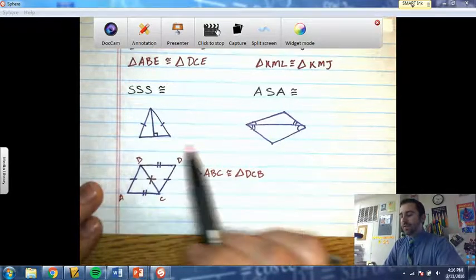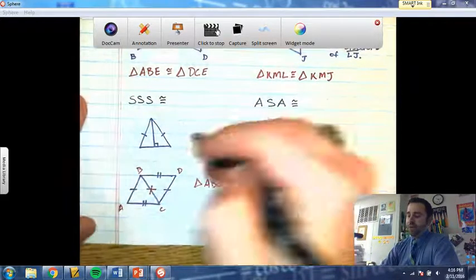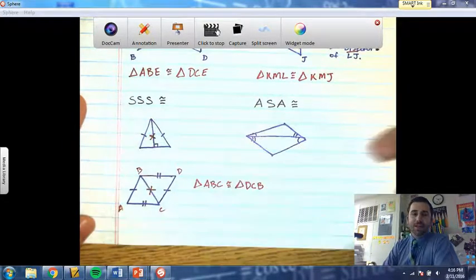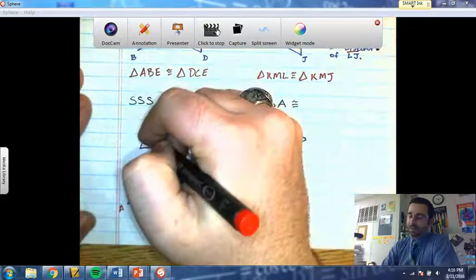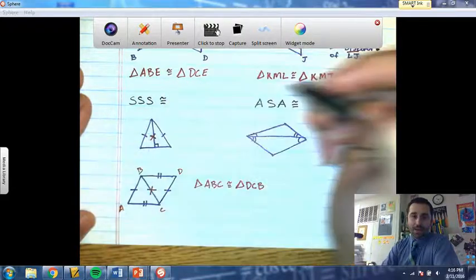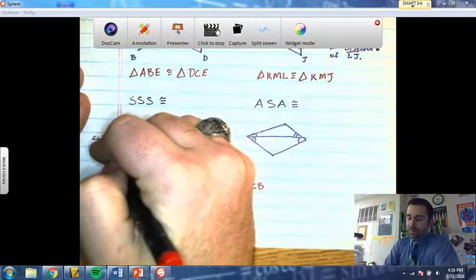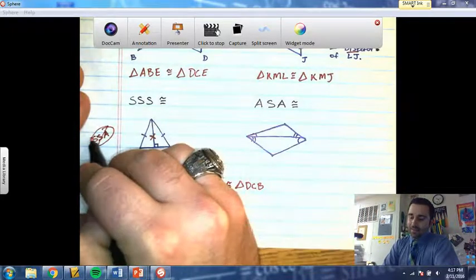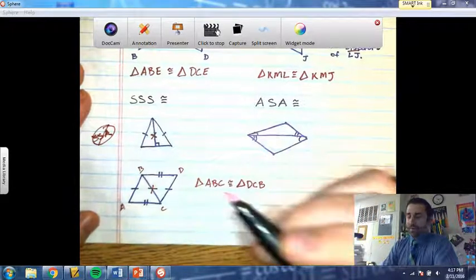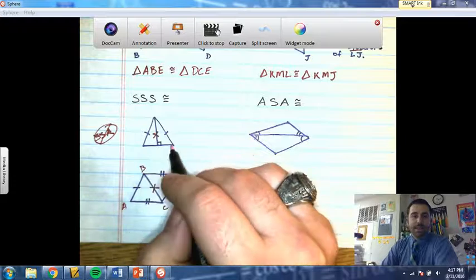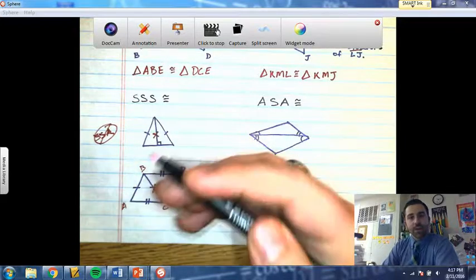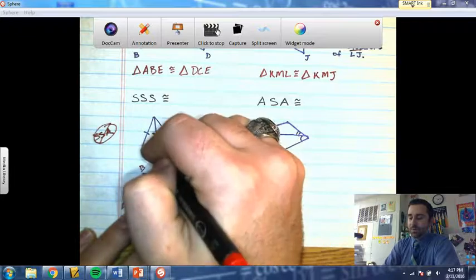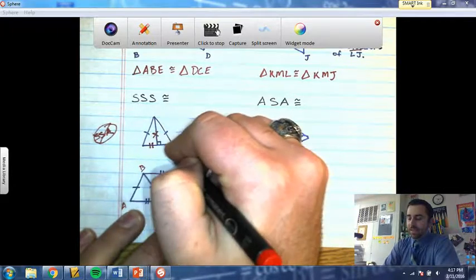So in this situation, all I have is a shared side, an angle, and then a non-adjacent side. So in this case, we have side, side, angle. Now, it's important to note that side, side, angle does not exist. However, since this is a 90-degree angle, we know by Pythagorean theorem that c squared is equal to a squared plus b squared. So the remaining side has to be congruent to itself.